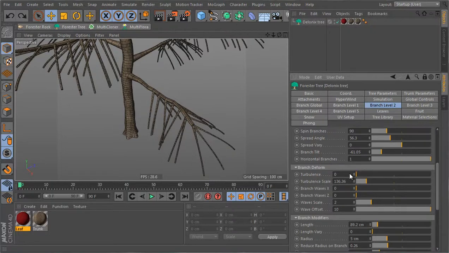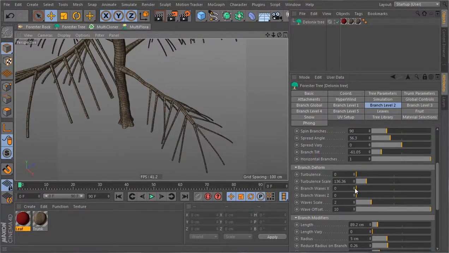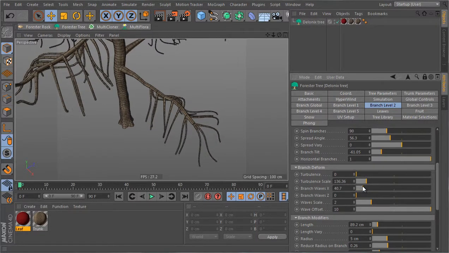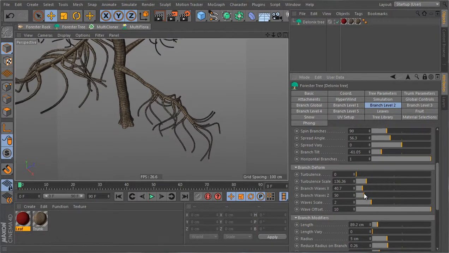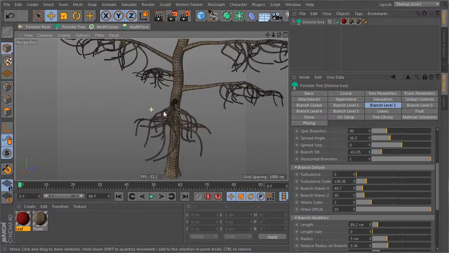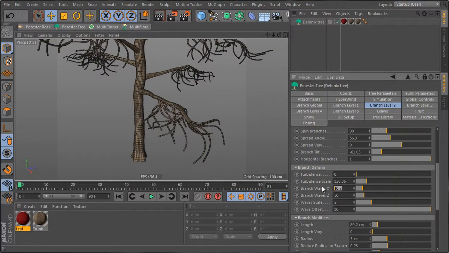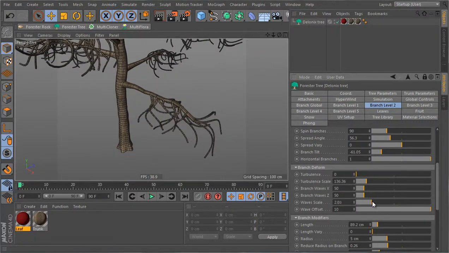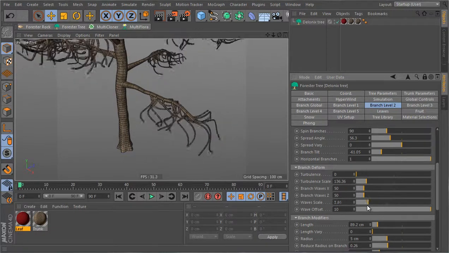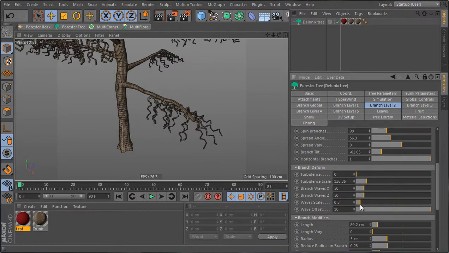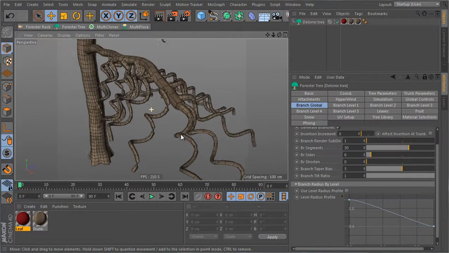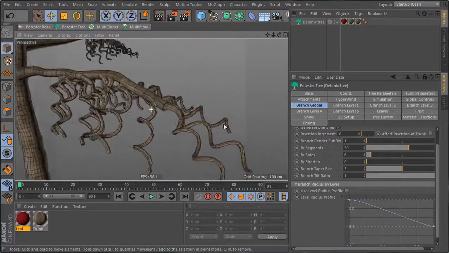If I set the turbulence down to 0 and I increase the branch waves in the X, I'm going to get wavy branches on the X axis. If I increase the Z, I'm going to get wavy branches on the Z axis. If I set them to equal values, eventually I'm going to get spirals. I can change the wave scale. If I reduce it, I'm going to get spirals, but then I would have to increase the branch segment count to get the spirals displaying properly.